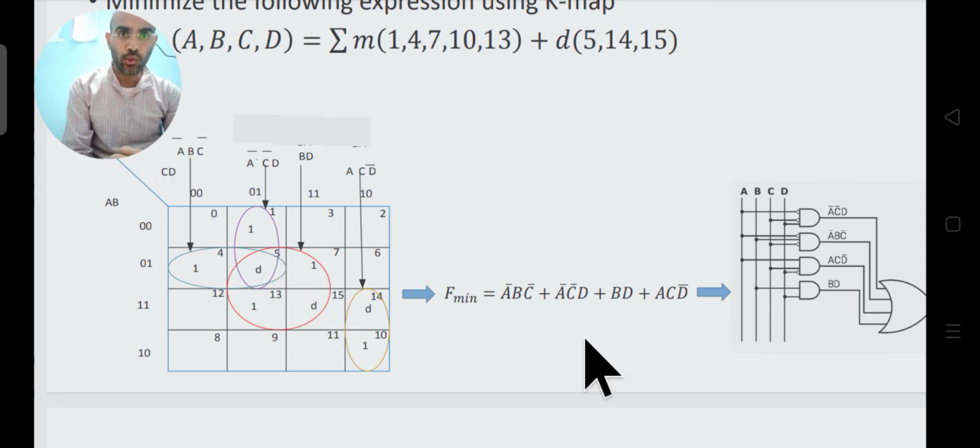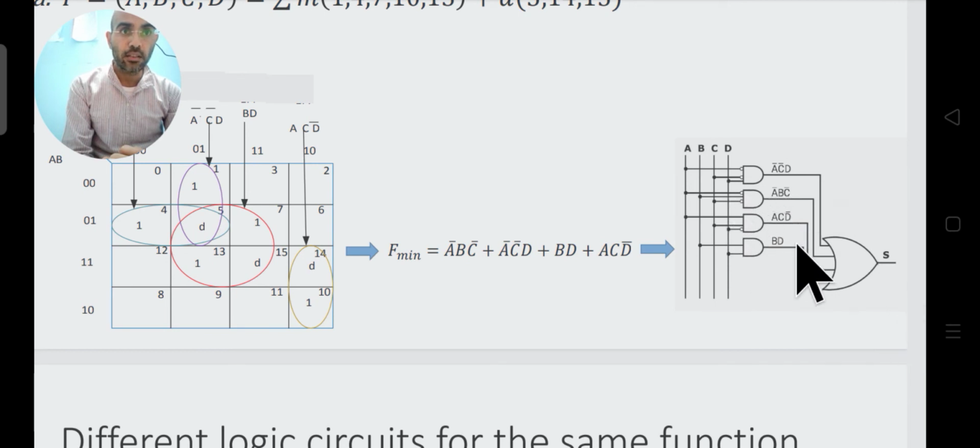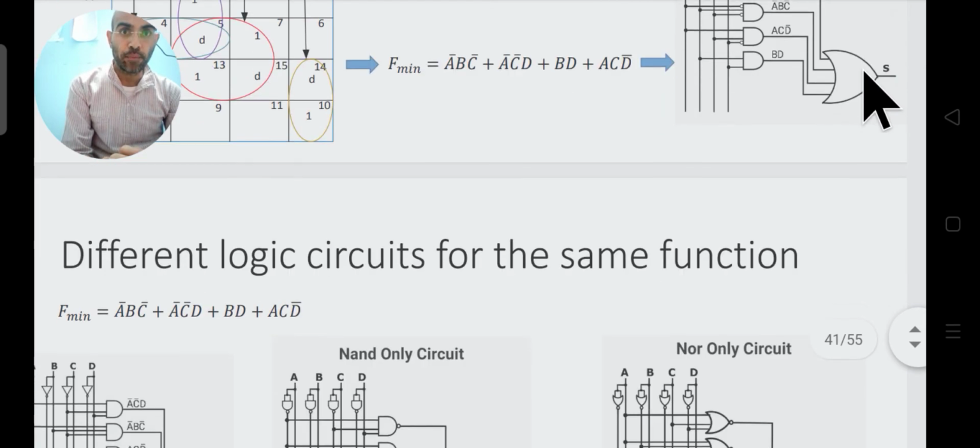If we include all these terms and write the expression together in sum of products form, the expression will look something like this. This expression we have implemented with this particular AND, OR, NOT logic. Bubbles are used here. You can magnify it and see that at the inputs I have used bubbles to implement the logic. This is how we implement it.